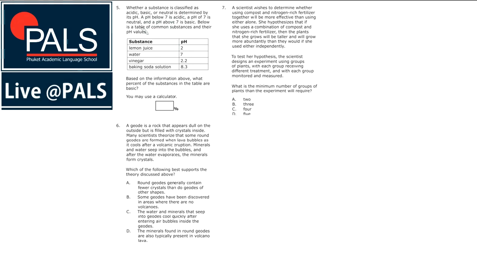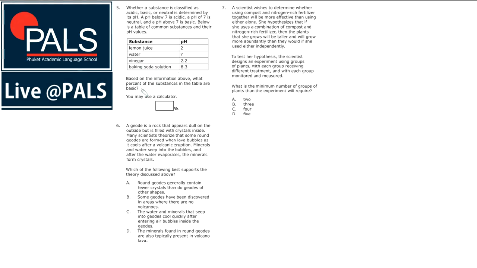Whether a substance is classified as acidic, basic, or neutral is determined by its pH. A pH below 7 is acidic, a pH of 7 is neutral, and a pH above 7 is basic. Below is a table of common substances and the pH values. Lemon juice 2, water 7, vinegar 2.2, baking soda solution 8.3.